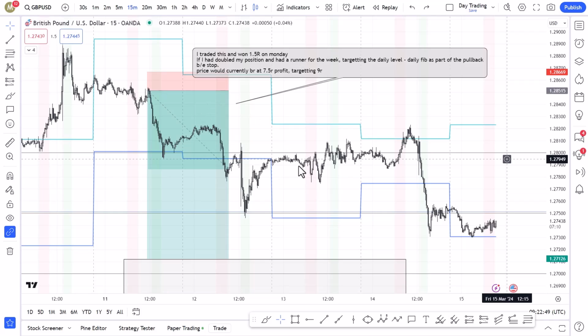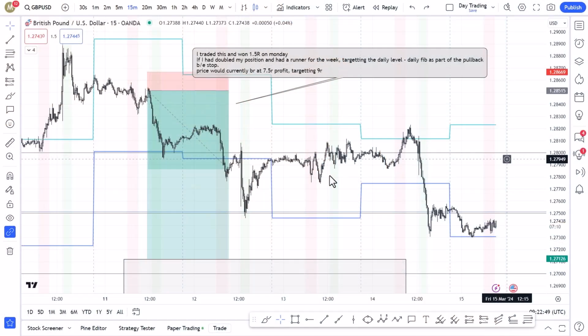But the thing I thought was interesting was that I could have definitely doubled up my position and held a runner for the week. It's not something I've done a lot of, something I'm definitely going to consider in the future to try to capitalize on more profits. If I had done that with this trade, targeting the low down here, at the current moment of recording this video, I'd be sitting up an extra 2% on my account, so it's certainly something to consider.